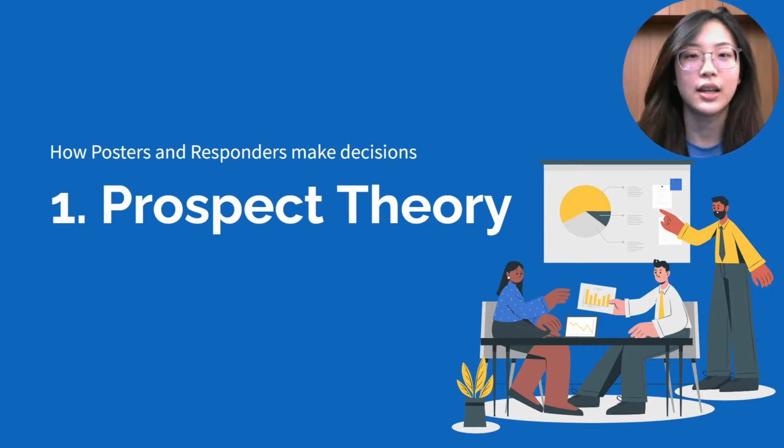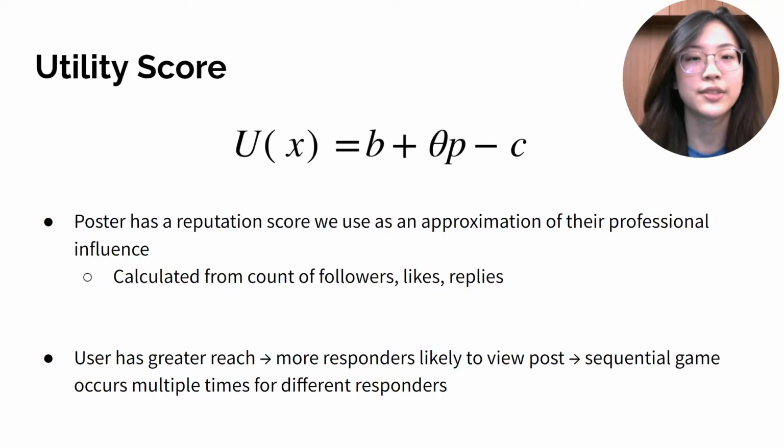Thank you, Joshan. And we will now be moving on to prospect theory, analyzing how posters and responders make decisions based on it. As mentioned previously, the utility of a poster is measured by the social approval or disapproval that results from his post. We use this reputation score as an approximation of their influence, which is calculated from the number of followers, likes, and replies that he has.